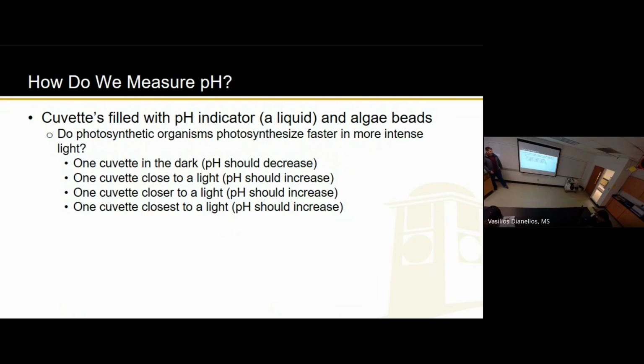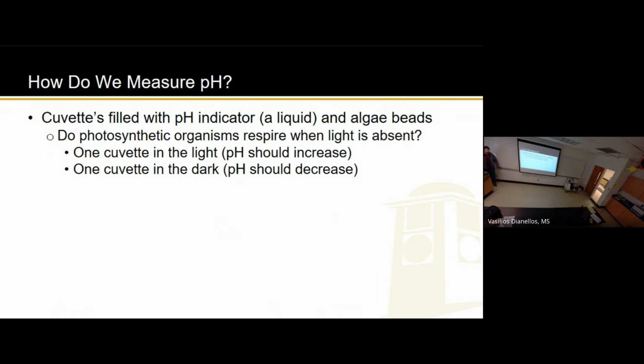Every 5 minutes, we're going to check their pH and write it down on the table, and at the end, we'll calculate the total change to see which one was photosynthesizing the most or the fastest. Does that make sense? Pretty simple stuff, right? The next one's even simpler. If you get experiment 2, you kind of got lucky. And it's all going to be random because this one's really easy.